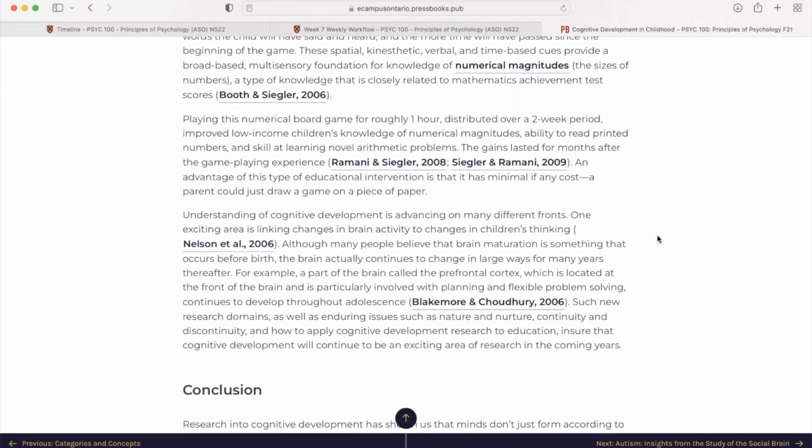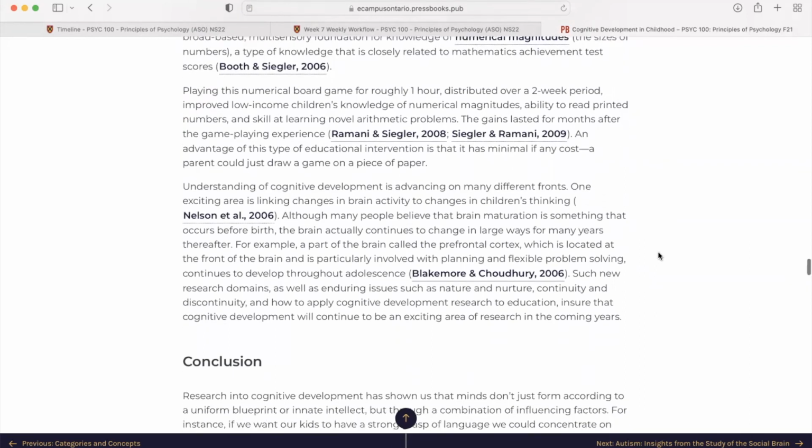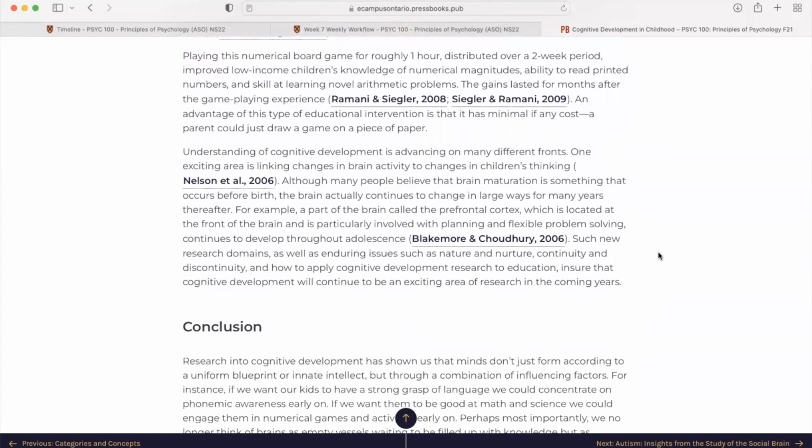Understanding of cognitive development is advancing on many different fronts. One exciting area is linking changes in brain activity to changes in children's thinking. Although many people believe that brain maturation is something that occurs before birth, the brain actually continues to change in large ways for many years thereafter. For example, a part of the brain called the prefrontal cortex, which is located at the front of the brain, is particularly involved with planning and flexible problem solving, and continues to develop throughout adolescence.